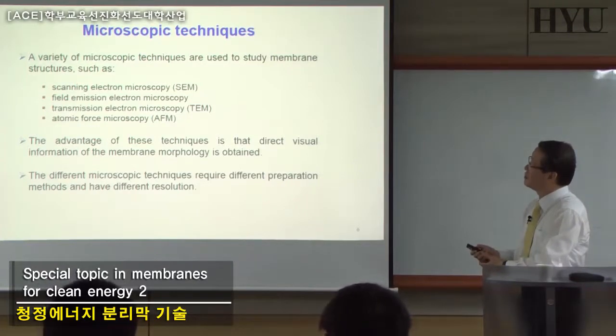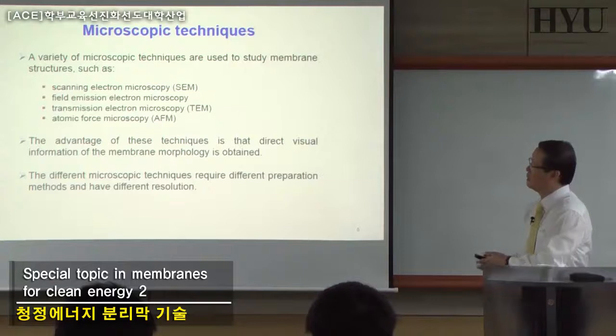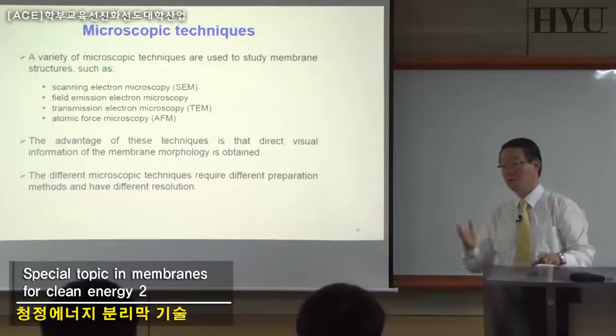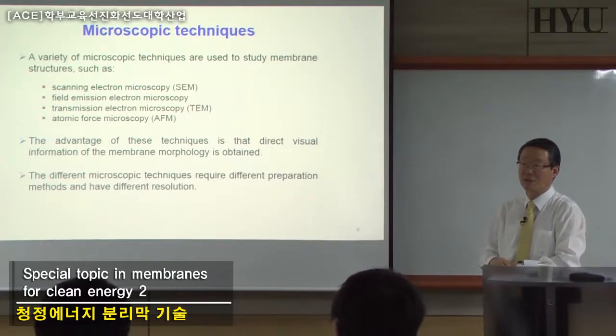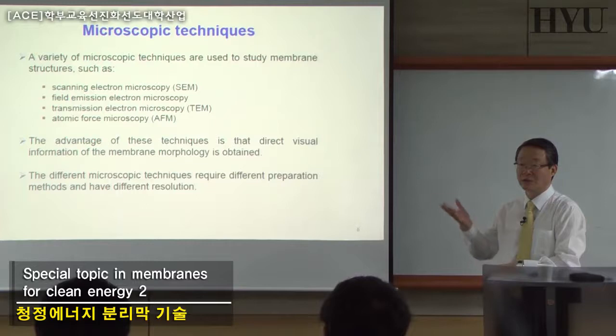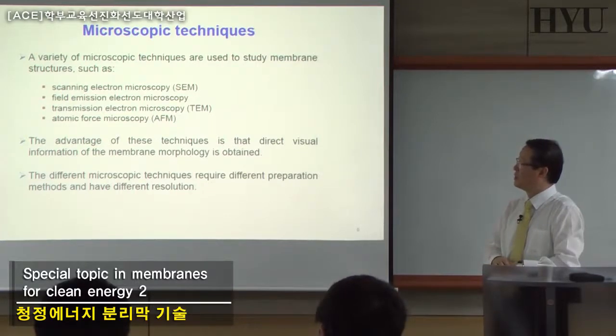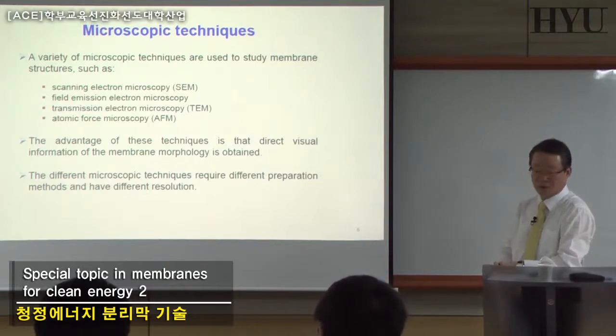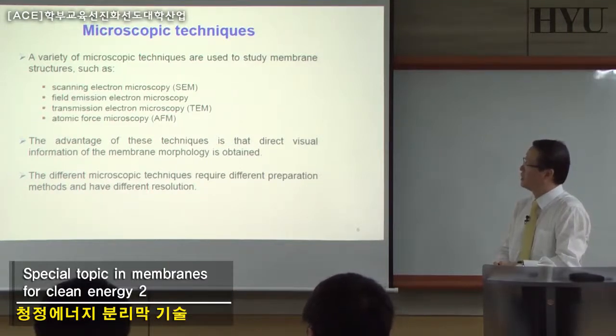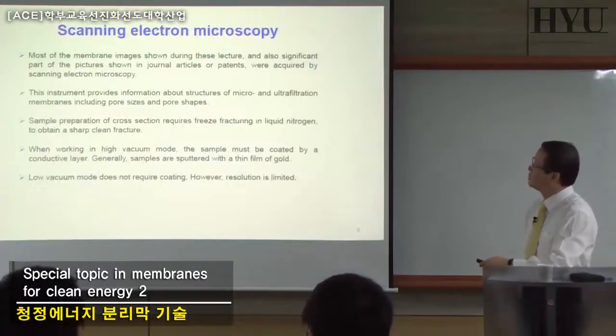Next is about the microscopic technique. We have several techniques which we will cover. If you are in the area of polymer synthesis, then I think you have to know about these characterization methods as well. In the microscopic techniques, we have the scanning electron microscope, the field emission scanning electron microscope, or FESEM, which is quite common these days. We have the transmission electron microscope, the atomic force microscope, and so on. We will look at them one by one.